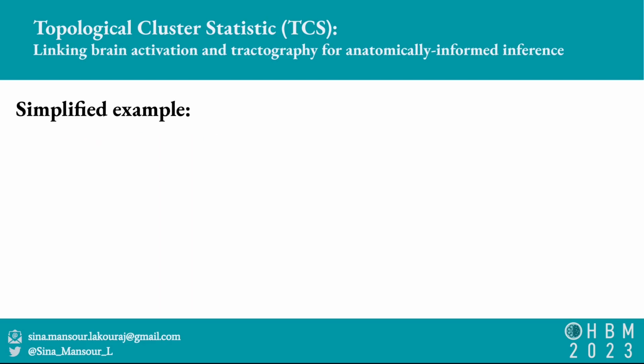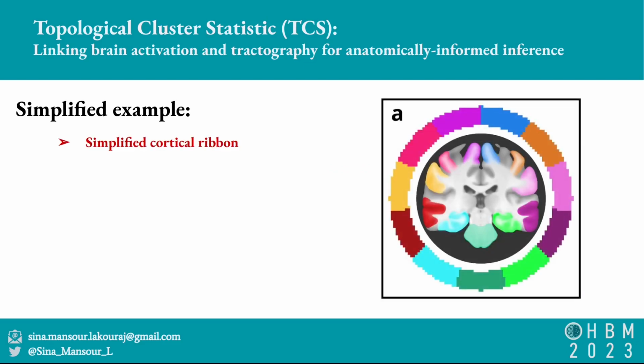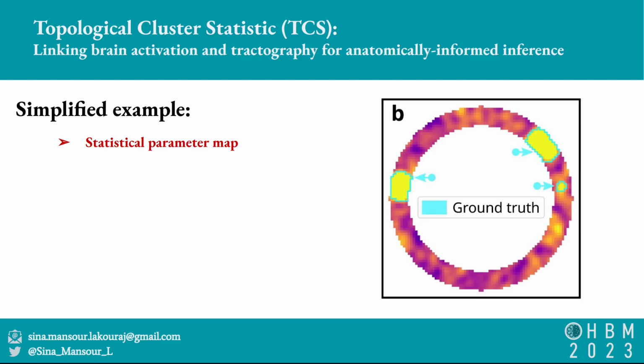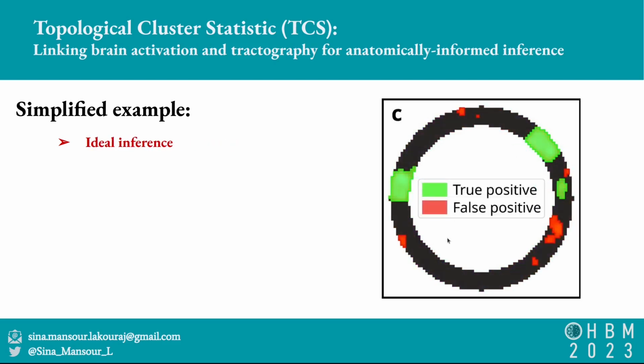Let me explain the idea behind TCS using this simple example. We simplify the brain in a two-dimensional ribbon, and different parts of this ribbon indicate different brain regions. Let's say we have a statistical parameter map that looks something like this. We have three regions of activity. Two of them are a bit bigger, and the third region, shown on the right-hand side, is a bit smaller. Ideally, we want an inference approach to detect the three green regions that are true positives in the statistical parameter map as inferred clusters and ignore the rest as noise.